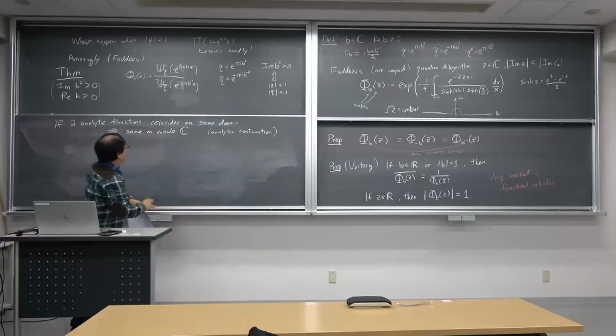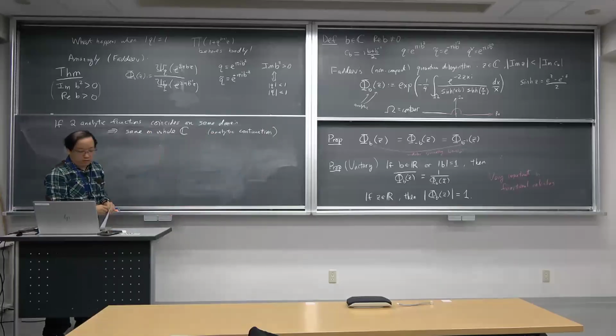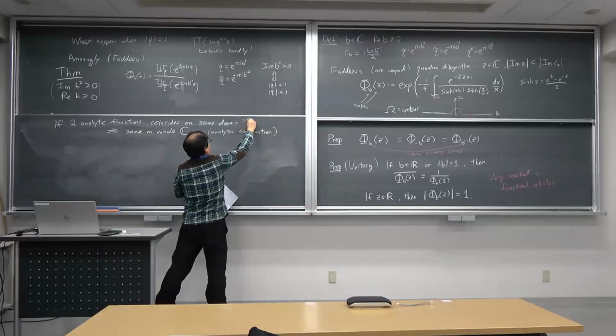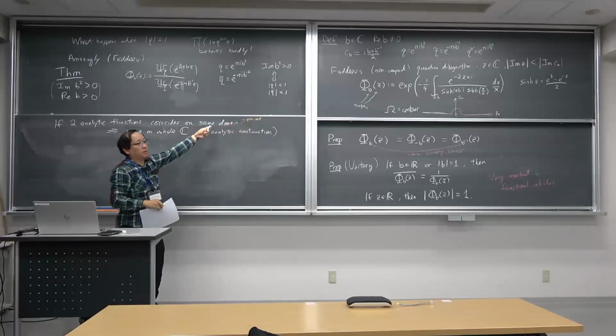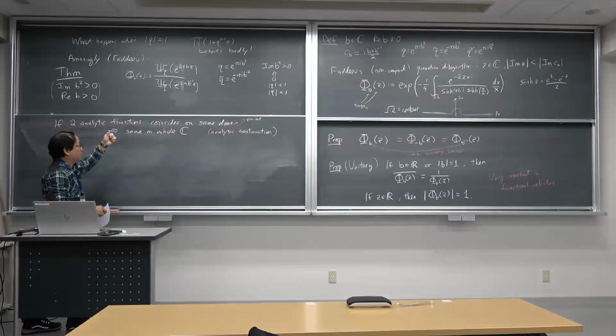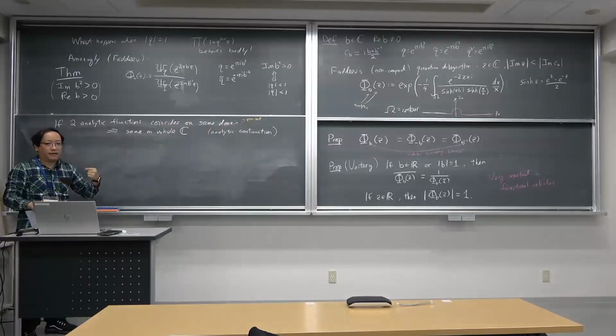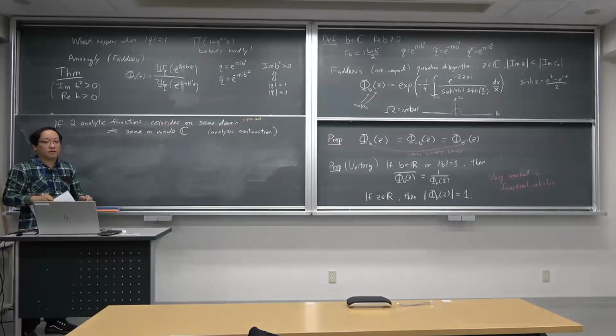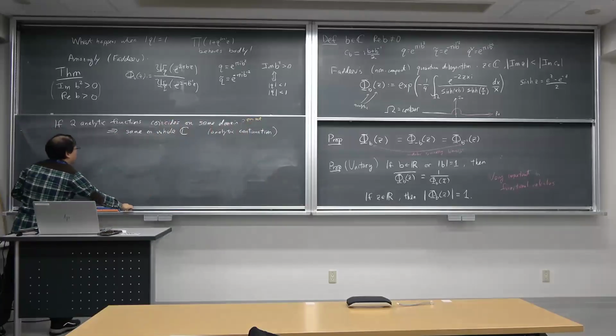Usually on some domain here, for example, it contains some open set. But we also know that it can be more general, like if it has some limit points, then it's already okay. So if they coincide on a set that has a limit point, then the two functions have to be the same on the whole complex plane.